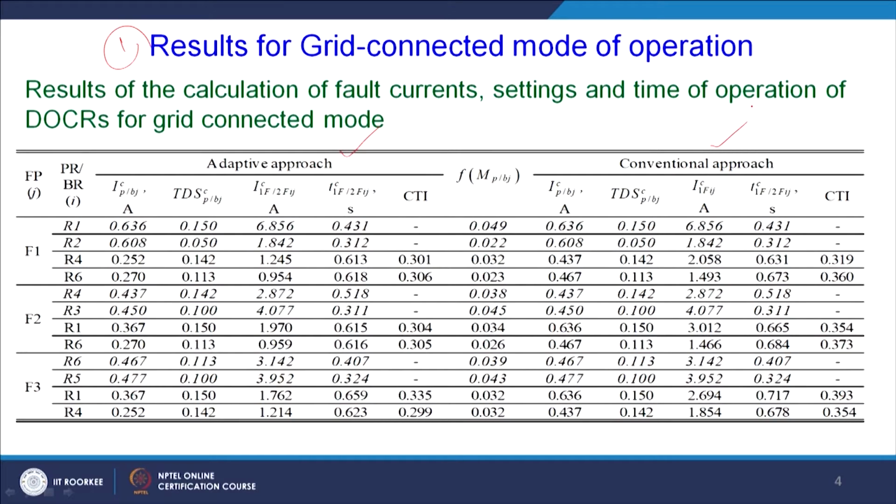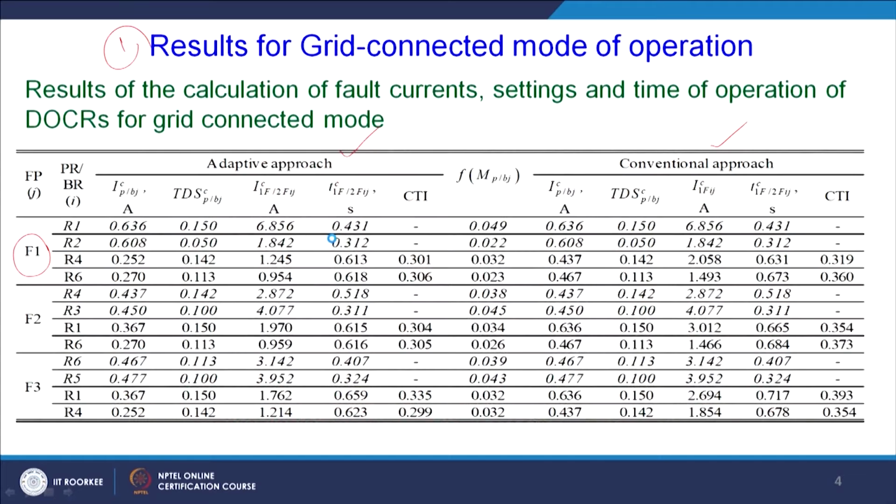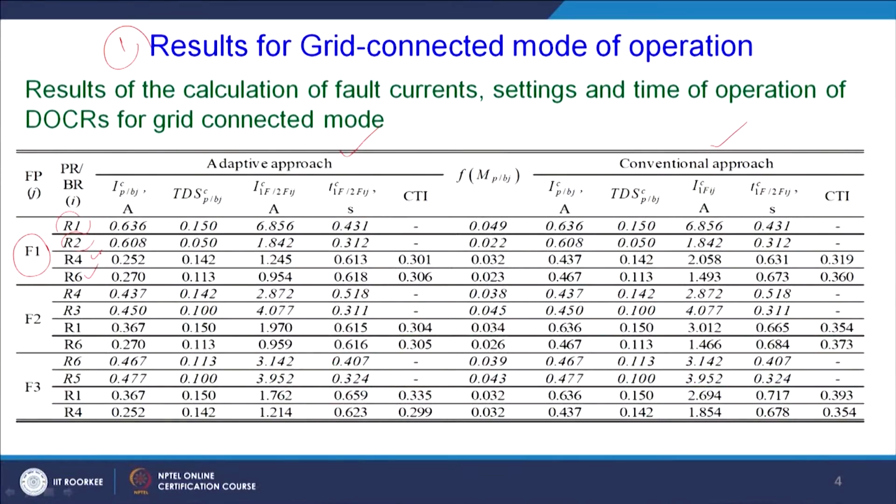In this adaptive approach, if you look at fault F1, if I go back, this is the fault situation F1, created in line 1, and this fault is going to be cleared by the R1 and R2 primary relays. Of course, if the R1 and R2 primary relays fail, then R4 and R6, which are the backup relays, are responsible for clearing that fault.